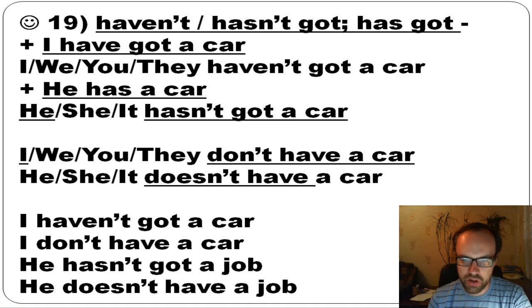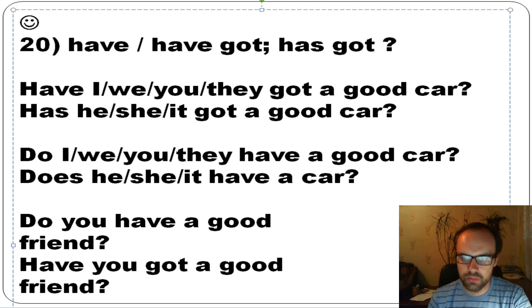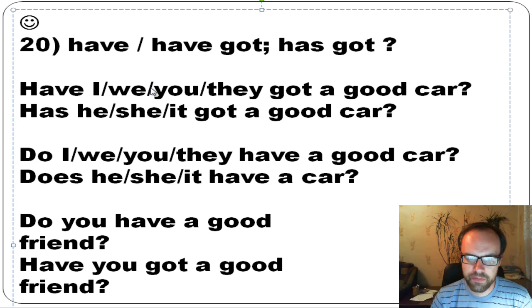Maybe you want to ask a question, no problem. You can use it with have got or has got, or with do or does. Look, we say have I, we, you, they got. For example, have I got a car, have we got a car, have you got a car, have they got a car. And we say has he, she, or it got. Has he got a car, has she got a car, has it got a car. Okay? Or you can ask a question with do or does. Do I, we, you, they?